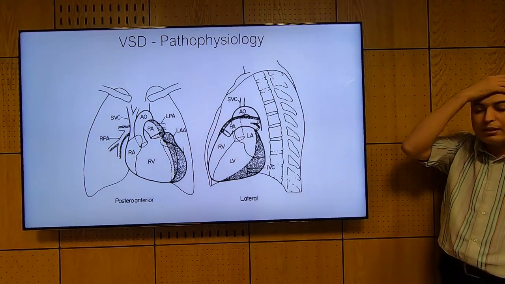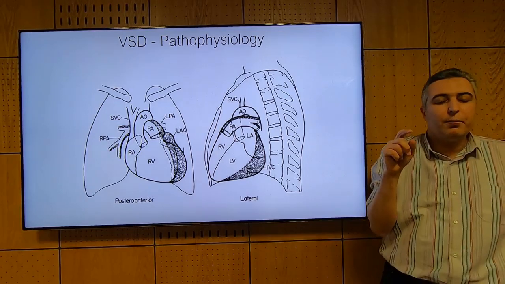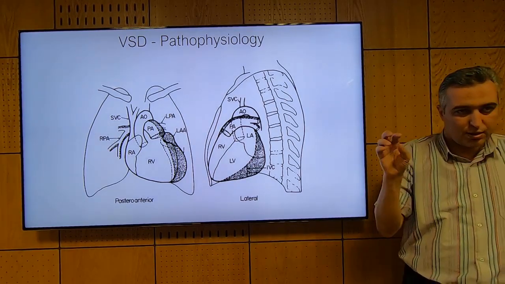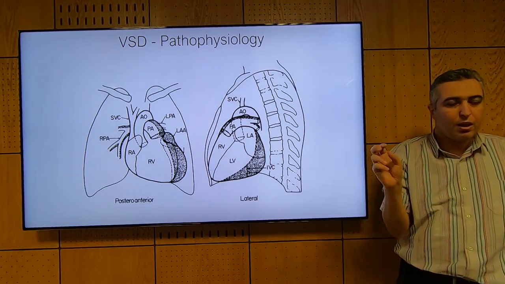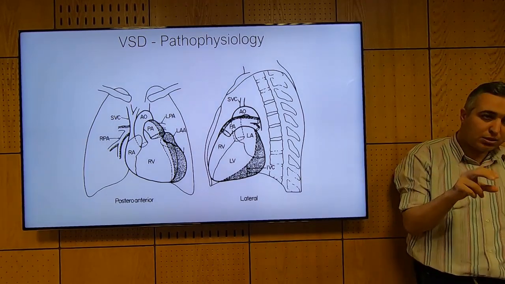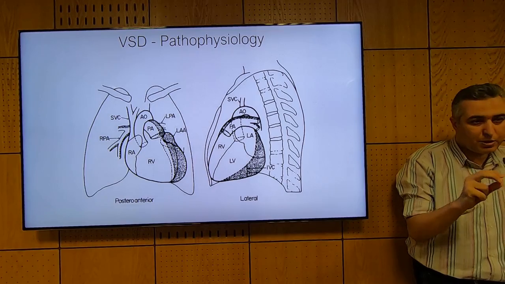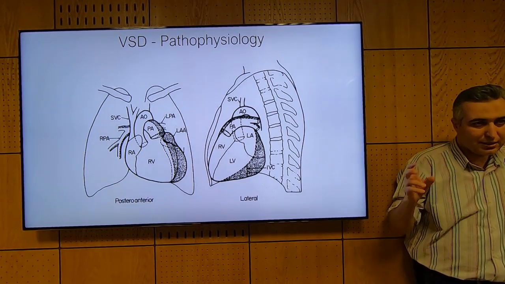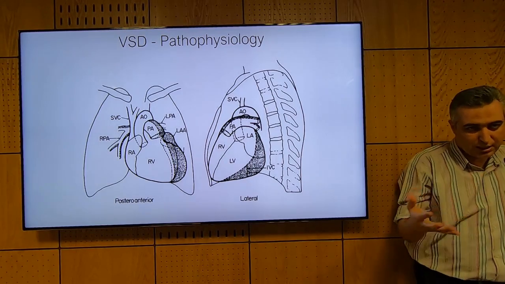So now let's assume that a patient has a VSD, and the LV pressure is 100, while the RV pressure is 80. Would you consider that a restricted or unrestricted VSD?